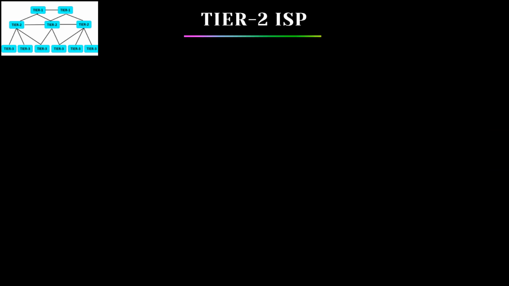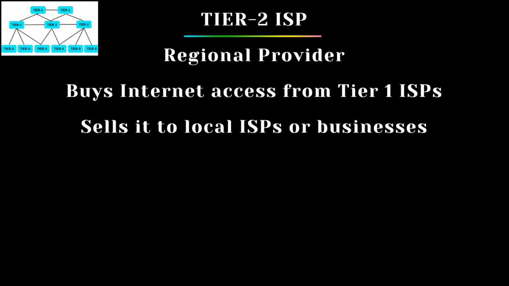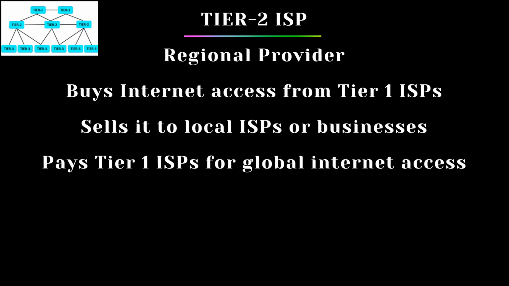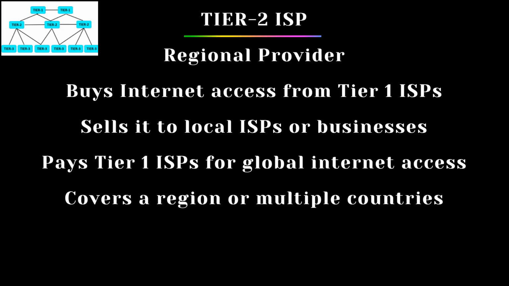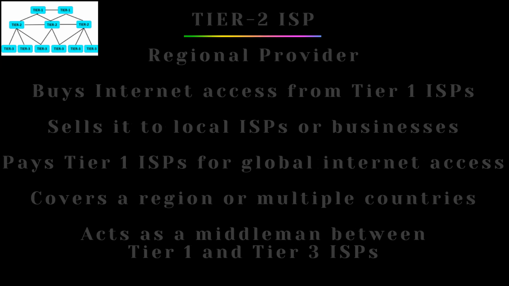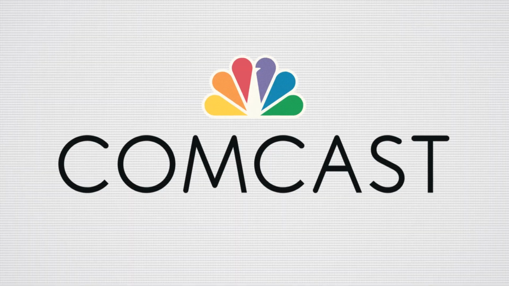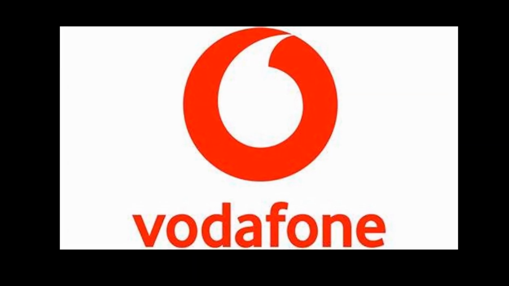Tier 2 ISP is a regional provider that buys internet access from Tier 1 ISPs and sells it to local ISPs or businesses. Pays Tier 1 ISPs for global internet access. Covers a region or multiple countries. Acts as a middleman between Tier 1 and Tier 3 ISPs. Example: Airtel, India; BSNL, India; Comcast, USA; Vodafone, Europe.